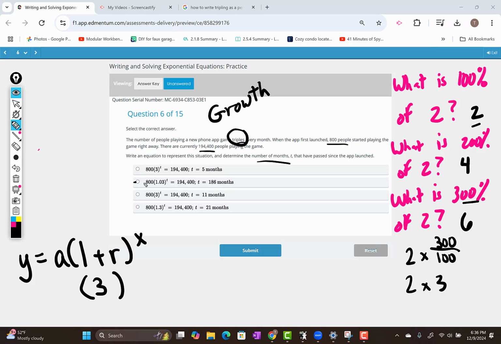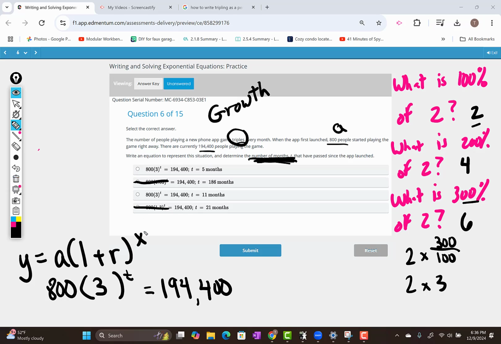So that means we can rule out choice B, we can rule out choice D. All these other ones have the same A value of 800. That should make sense. 800 is our initial value. T is the number of months in this problem. So that goes in the variable spot. And instead of putting y equals in the front, they put y equals at the back, and they have 194,400. So it's between these two.